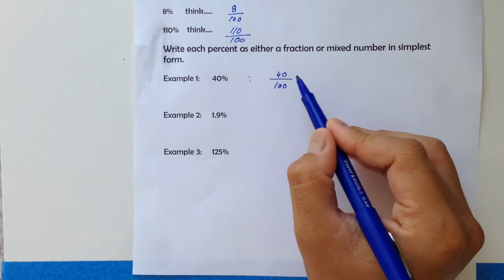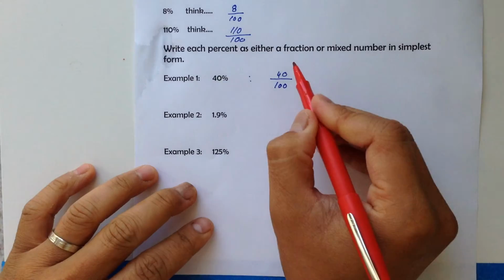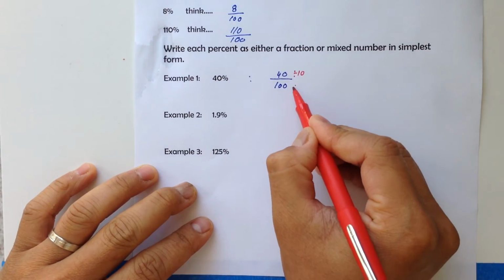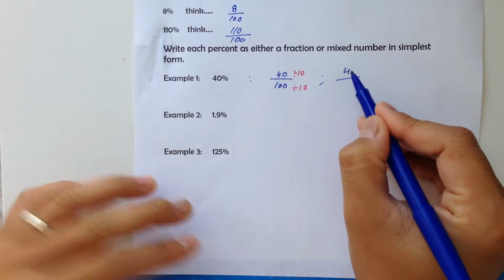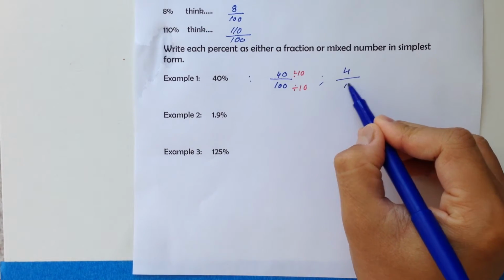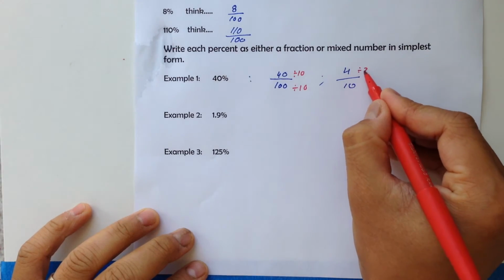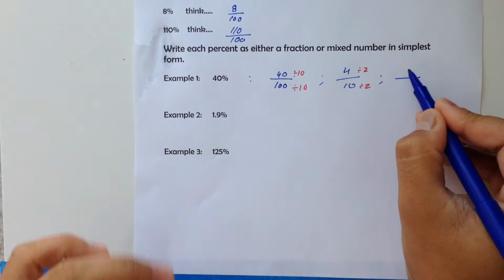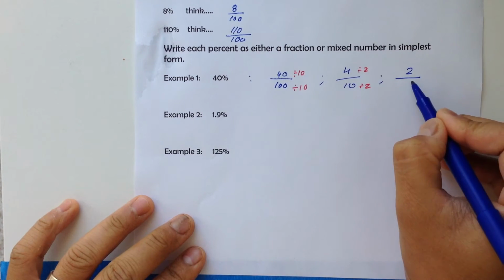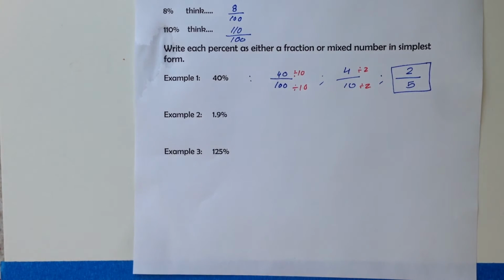So now I know that both of these numbers are divisible by 10 because they both end in zeros. So I will divide them by 10. And so that will give me 4, and that will give me 10. All right, and then I know that 4 and 10 have 2 in common, and they're both divisible by 2. So 4 divided by 2 is 2. 10 divided by 2 is 5. So 40% is 2/5 as a fraction in simplest form.